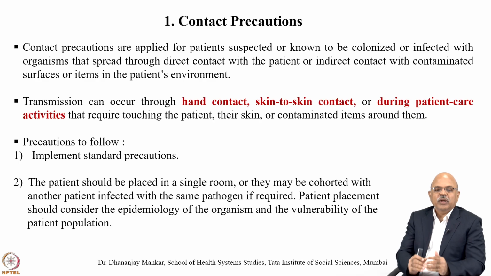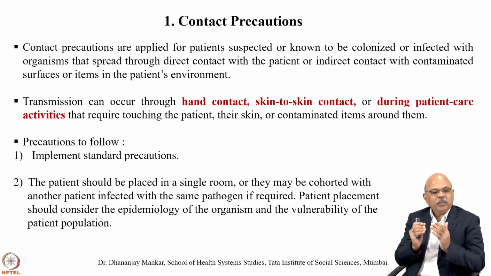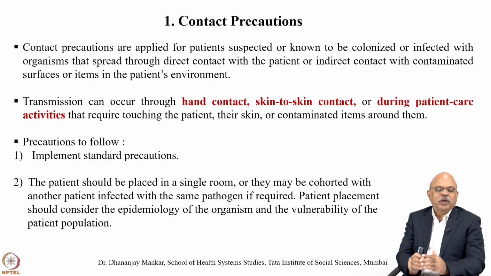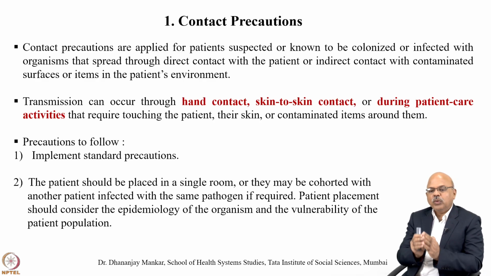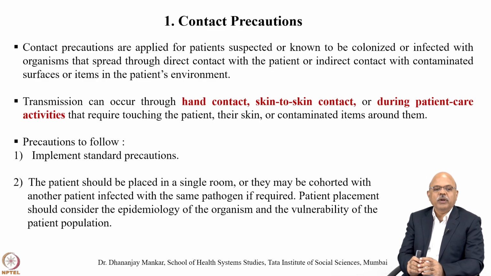If the patient raises concerns about restrictions with respect to infected patients, or about staying alone, you need to emphasize on that. Patient placement should consider the epidemiology of the organism, where you need to look at the hospital epidemiology. What is the number of patients with the specific infection? What is the number of patients who require such types of precautions? And with respect to the vulnerability of the patient population, your hospital needs to take this decision.